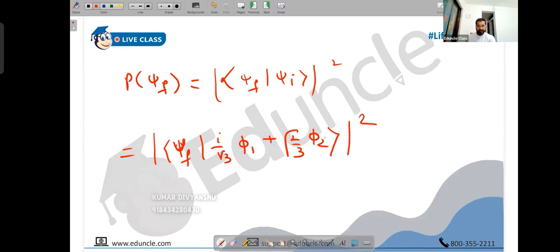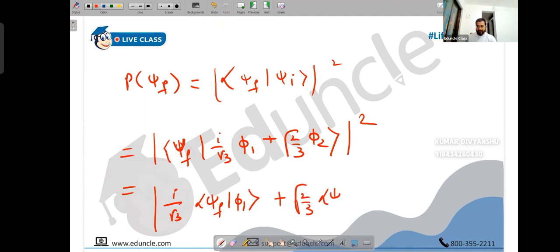Okay, the whole square. So now listen, I upon root 3 I can take outside without conjugate, no? Because this is on the ket vector side. So I can throw I upon root 3 without conjugate outside, psi f phi 1. I hope this is fine. Tell me if not. And similarly, you can throw root of 2 by 3 also outside. And what are you left with? Psi f phi 2. The whole square. Psi f phi 1 and psi f phi 2.